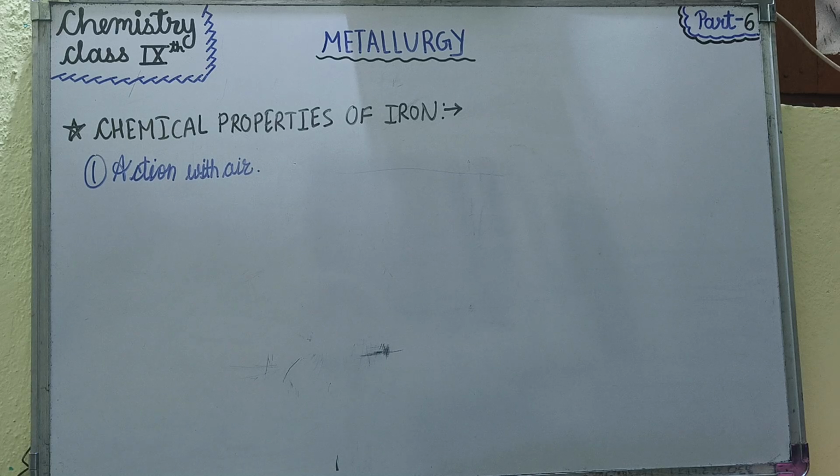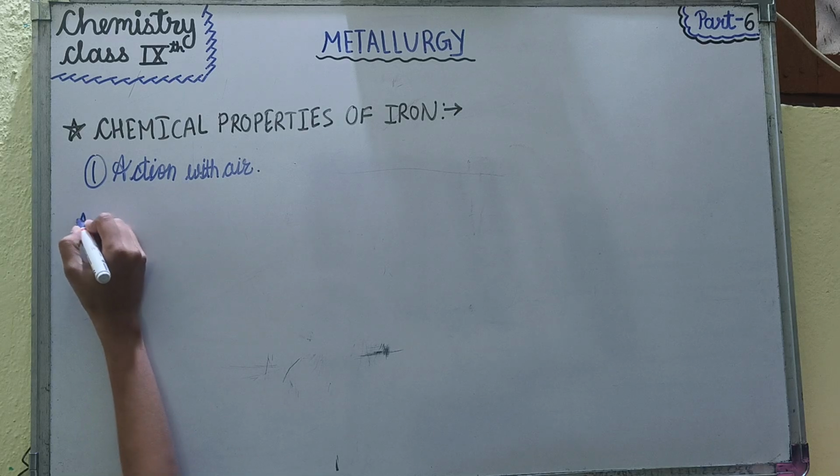Iron on heating gives magnetic oxide of iron. 3Fe plus 2O2 gives Fe3O4, triferric tetraoxide. Then the next chemical properties will continue after some topics. Let us see rusting of iron.